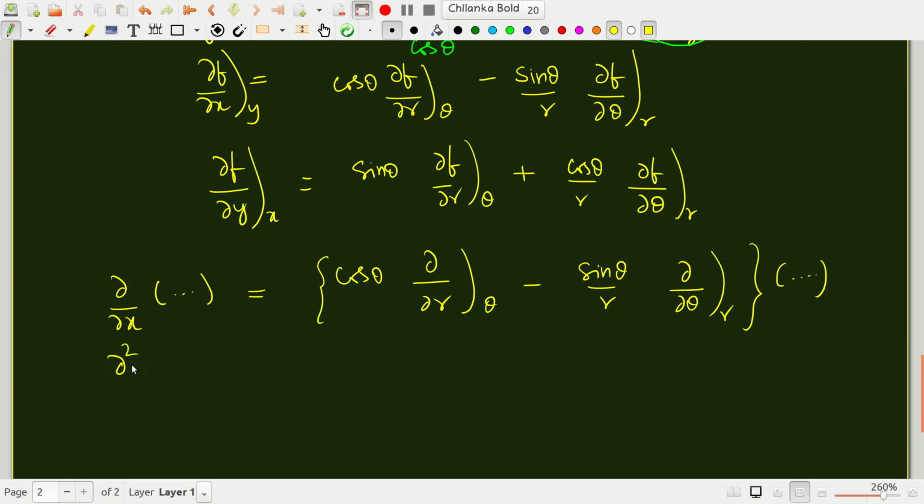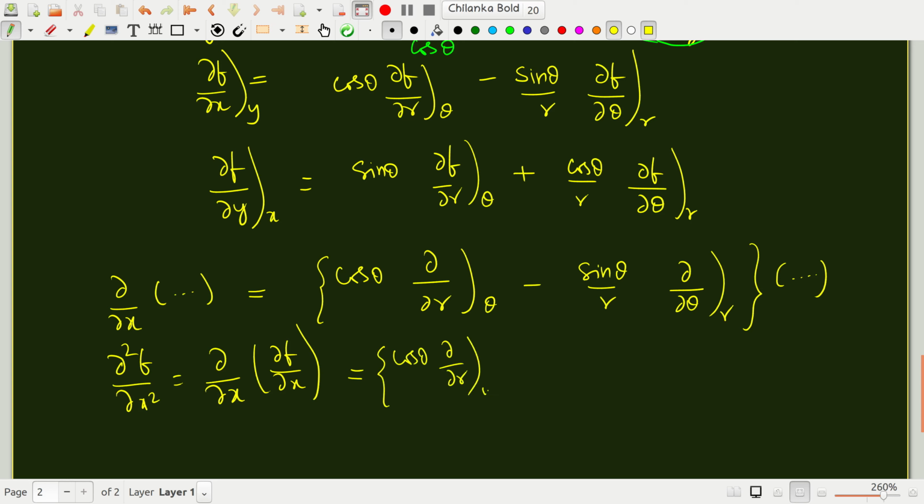So what is d squared f by dx squared? All I have to do is operate d dx on df dx. But I know what the d dx operator is. This is the d dx operator. It can operate on anything including df dx. So what I'll get is cos theta partial r at constant theta minus sin theta by r partial theta at constant r operating on itself, right? Operating on itself, because this happens here once and then once more here, operating on f.